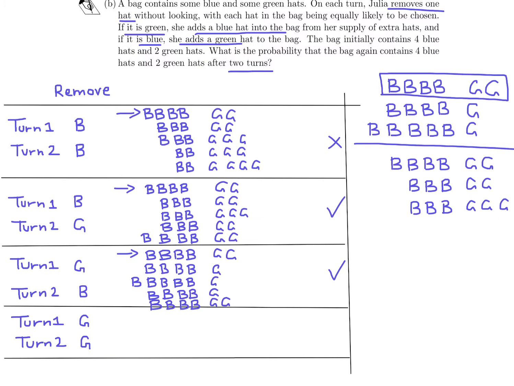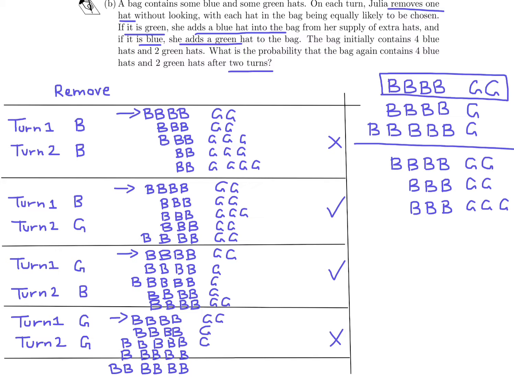And then finally, the last one, same thing: start off with 4 blue, 2 green, remove a green, so that means I'm down to 1 green, but then we add a blue. And then again I remove a green, so that green is gone, and I'm down to just the blue hats, but then I have to add a blue hat. So in the very end, I end up with 6 blue hats and 0 green. And is that the same as the initial scenario? Well, no. So that's a negative, or X.